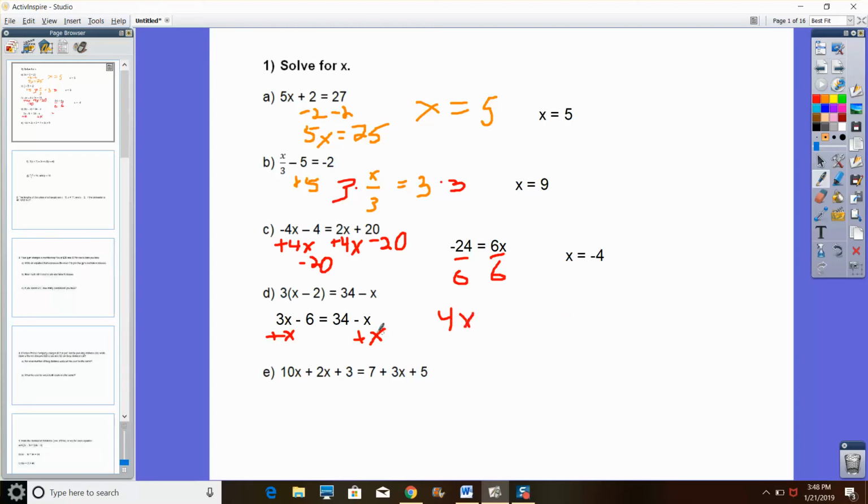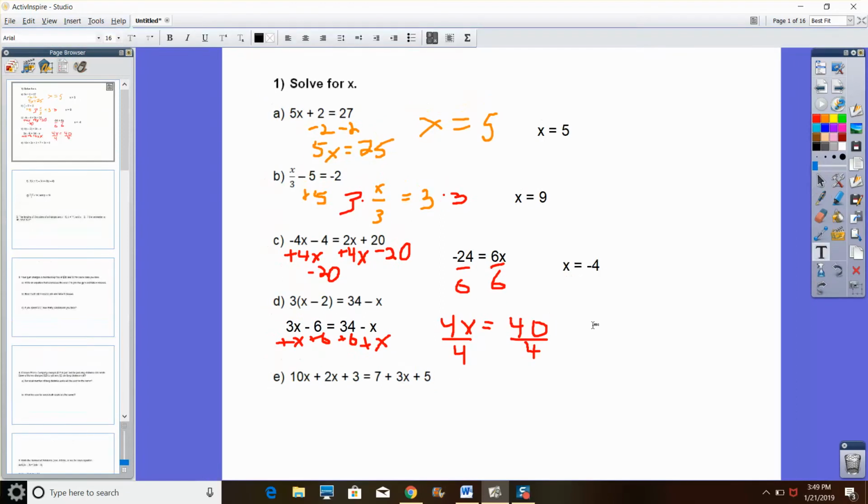So 4x here, and then I'm going to add 6 to both sides. Add 6 here, add 6 here. That's going to give me x equals 40. 4x equals 40 in this case. So when I now divide by 4 on both sides, that's going to be x equals 10.